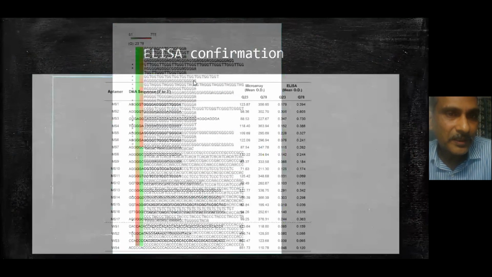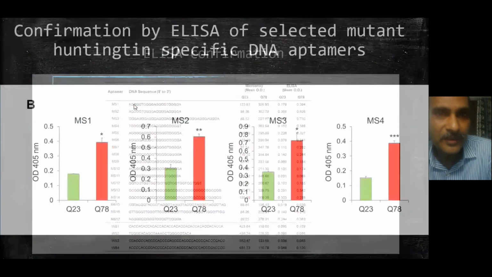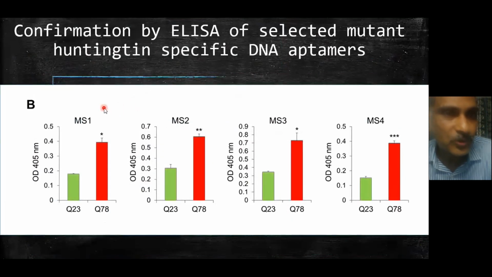Okay, so these are the different aptamers. We named them MS1, MS2, like this. So mutant specific one, mutant specific two, like this. So we got the sequences, and then we did ELISA. So you can see these ELISA based studies with them, and amongst all of them, we finally selected 4 which showed the best results. So you can see MS1, 2, 3, and 4.